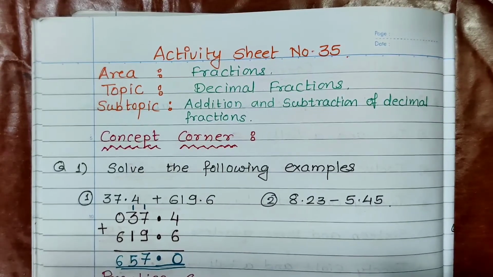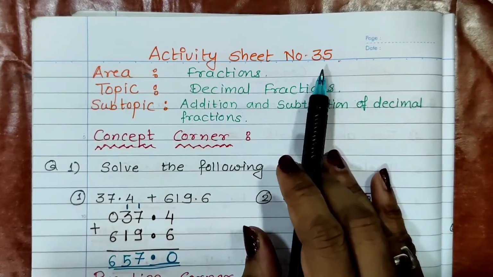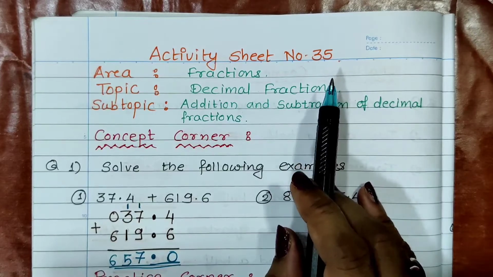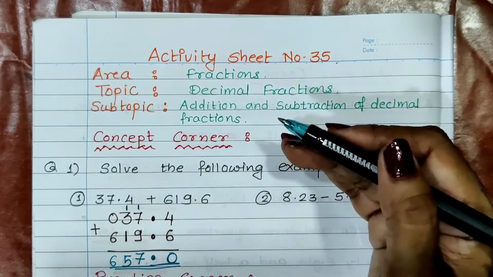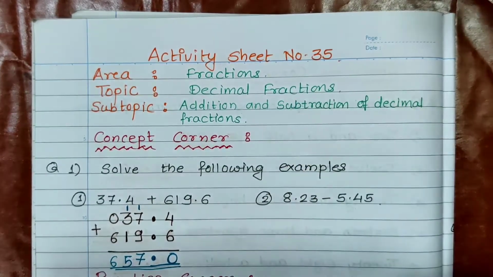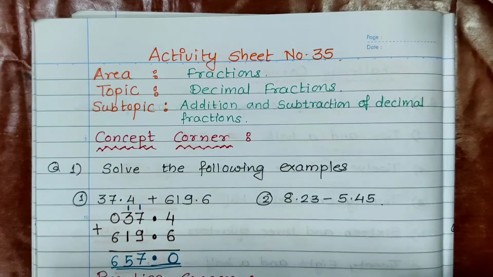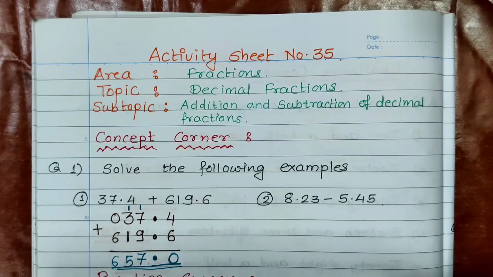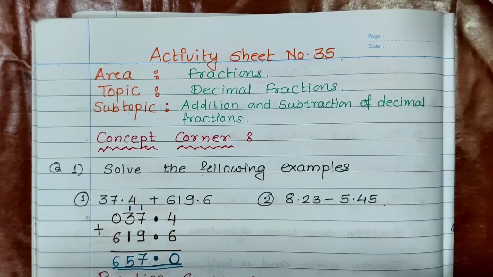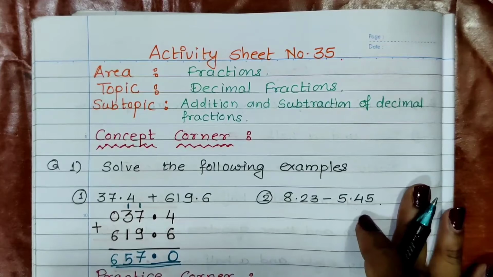So you all can see this activity sheet number 35 from day 35. I am again explaining day 35 activity sheet number 35 from my notebook directly, as the printing material in PDF format is not available to me. It is not with me, so I am explaining directly from my notebook.